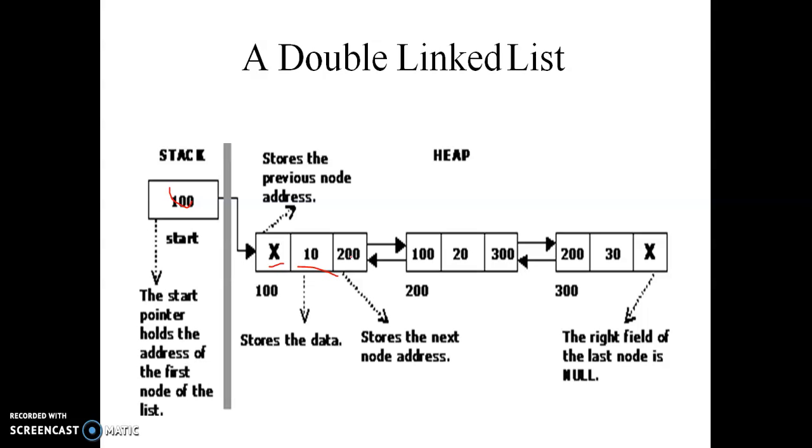The pointer on the left side is called the left pointer, and the pointer to the right of the data is called the right pointer. The right pointer points to the previous node and the left pointer points to the next node. We can also write these as previous and next. So here we have two arrows, one arrow for the next node and one arrow for the previous node.